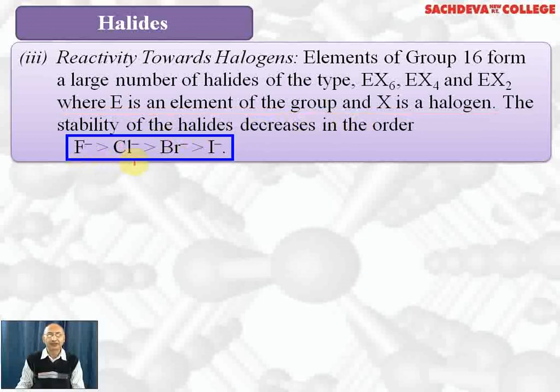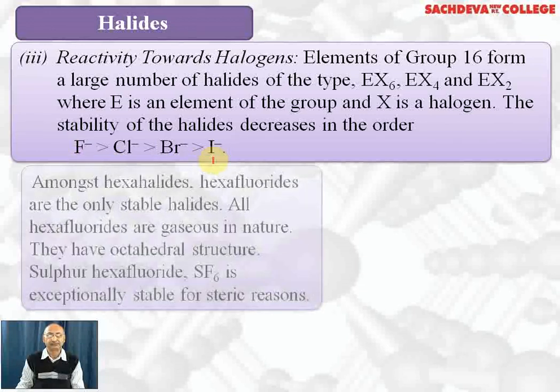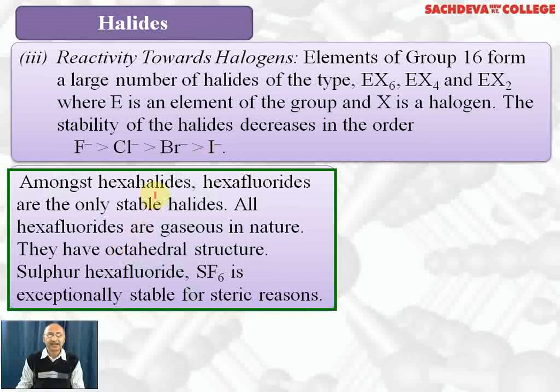Fluorides are more stable than chlorides, which are more stable than bromides, which are more stable than iodides, because bond length in case of fluoride will be less and bond dissociation energy will be high. That is why fluorides are most stable. Iodide being larger in size, so bond length will be more, bond dissociation energy will be less, and stability will be minimum.